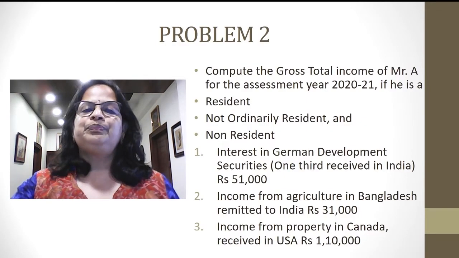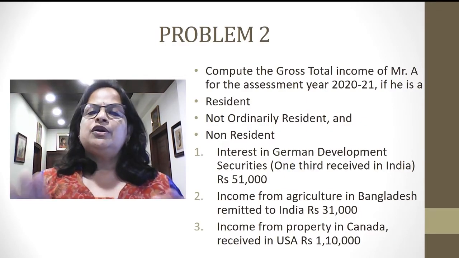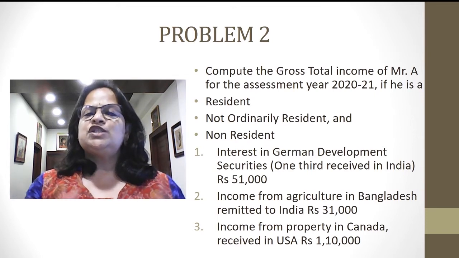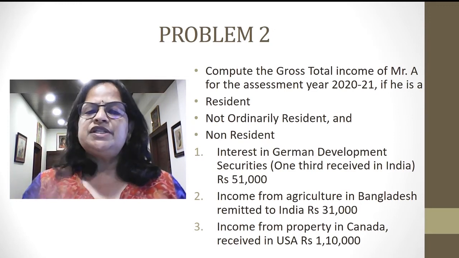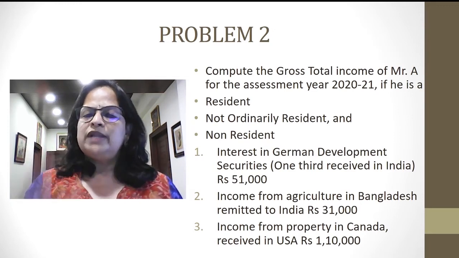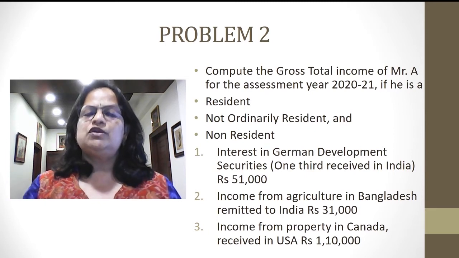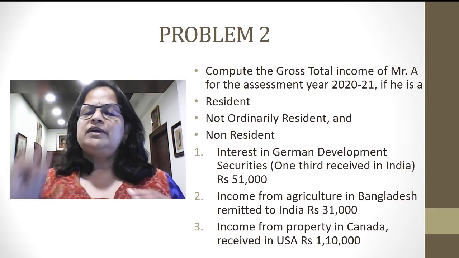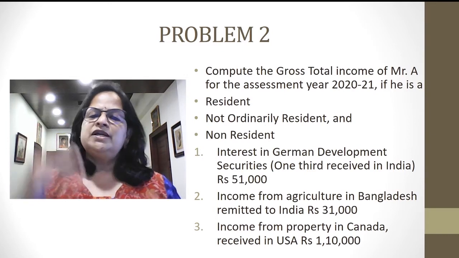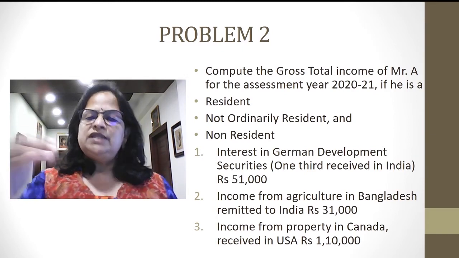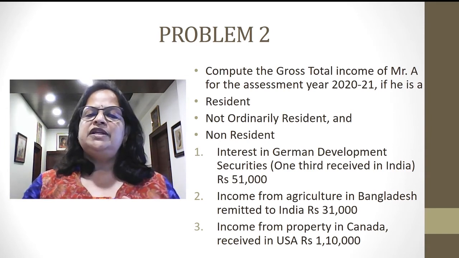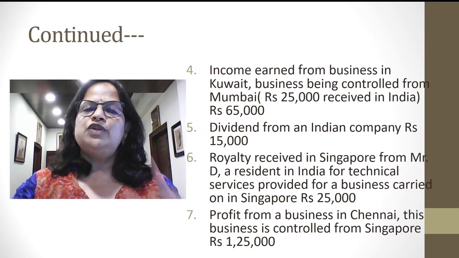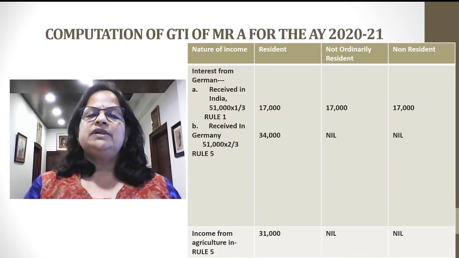Second problem. Same, compute the gross total income of Mr. A for the assessment year 2021 if he is a resident, not ordinarily resident and non-resident. First point is interest in German development securities. 1/3 is received in India, 51,000. Here one important adjustment I want to tell you. When an income is received in 2 countries, see, some income is received in Germany, some income is received in India. So the same point you have to divide into 2.